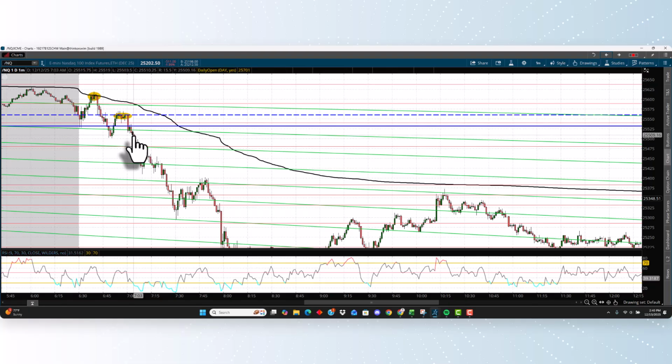All right. So the market did go down and it found support right here at this angle. This wasn't a scalping long, by the way, if you wanted to take it.